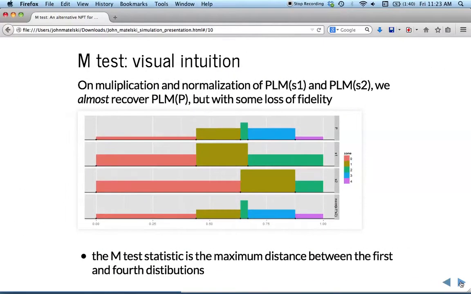Okay, so here's the visual idea. The top line here is the pooled data. It's been randomly partitioned into these two sets, S1 and S2, and the idea is if we multiply the second and third line and normalize, we get the distribution on the bottom here. And the point is, it's very similar to what we started with, but not identical. So there's been some loss of fidelity by doing this process, but it's pretty close. And so the M-test statistic would be the maximum distance between the first and fourth distributions.